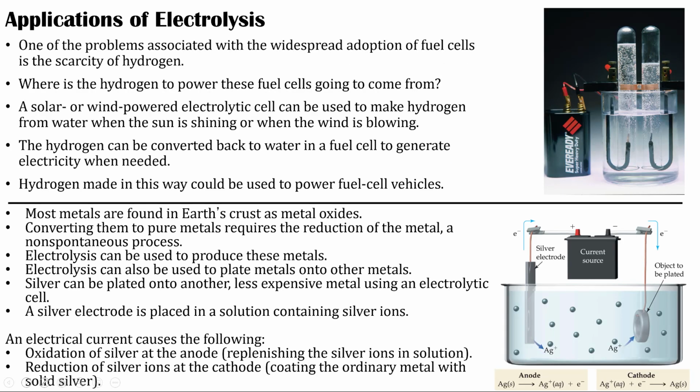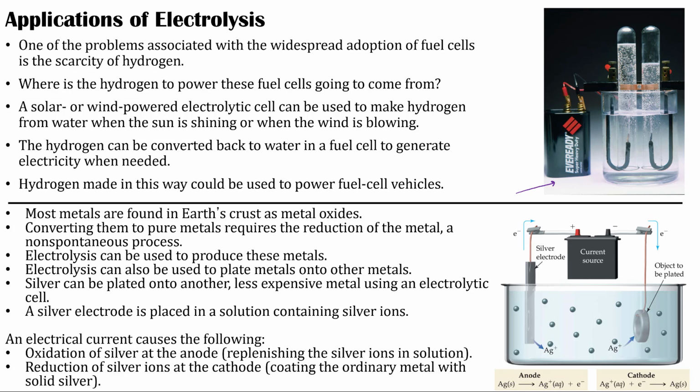So the first one is when we talk about fuel cells. Fuel cells use hydrogen. And where are we going to get that from? We could take a solar or wind powered electrolytic cell, and that can be used to make hydrogen from water. So here's an electrolytic cell where we've applied a battery to it because it has to get electricity into it. So we could use wind electricity or solar electricity to do that.